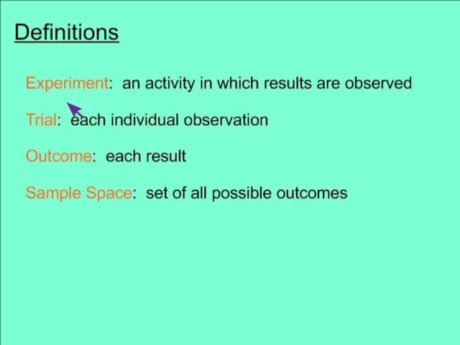So here we have the definition of an experiment, and of course it's any activity in which results are observed. And then based on those observations, we have trials, and that's each individual observation. And of course, in an experiment, we have a specific result, and each result is called an outcome. We also have a sample space, and sample space is the set of all possible outcomes. Let's go ahead and take a look at some examples of experiments and sample spaces.